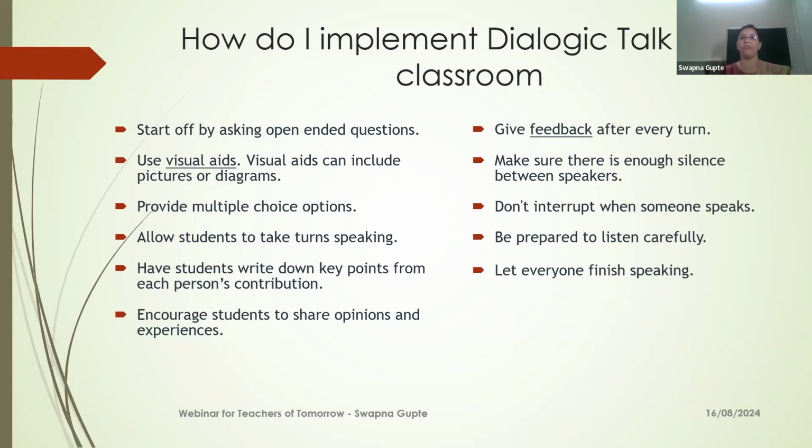Give feedback after every turn. Very important. After they have spoken, please give feedback to whatever they have spoken. Make sure there is enough silence between speakers. When two people cannot speak at the same time, then there is no listening happening. Don't interrupt when someone speaks. Let the learners also not do it, and you as facilitator also do not do it. And be prepared to listen carefully. Only when you listen carefully and actively will you be able to have a good dialogic talk. And let everyone finish speaking. That is most important.